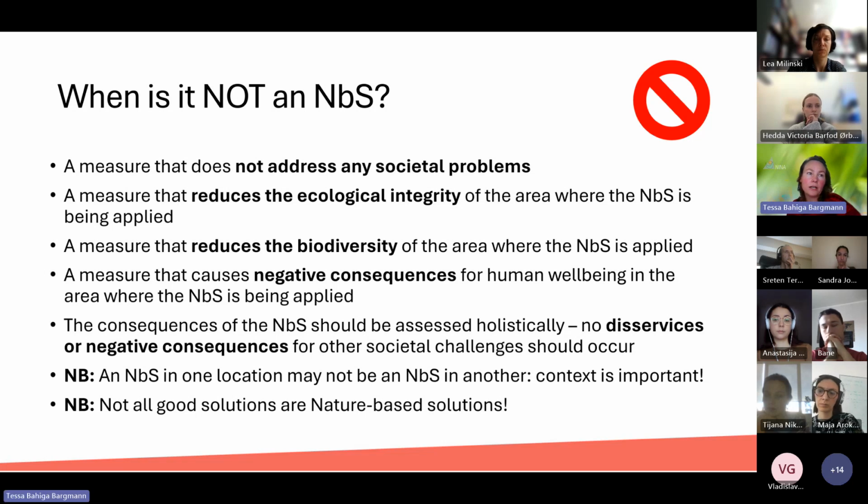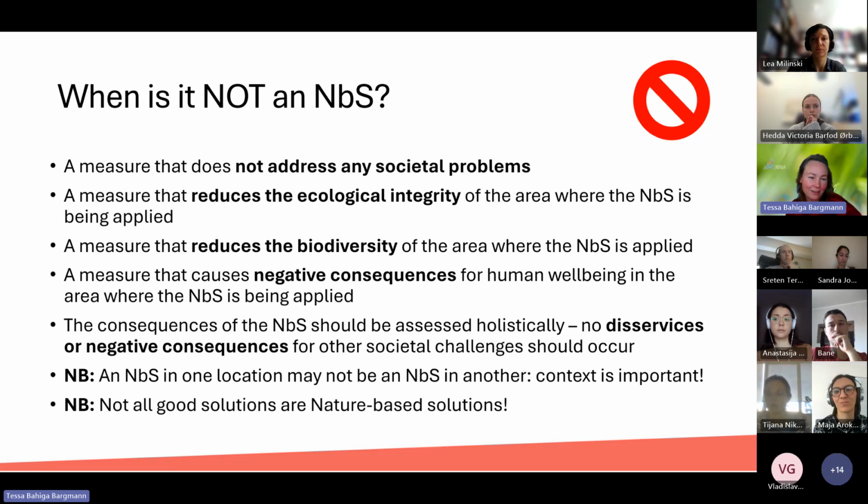A note here, two notes at the end. The first is that a nature-based solution in one place may not be a nature-based solution in another. I touched on this before when I talked about the blue-green roofs in cities. Of course, a blue-green roof in a city may be a nature-based solution. A blue-green roof in a wetland is not. You don't build a building in a wetland to have a blue-green roof.